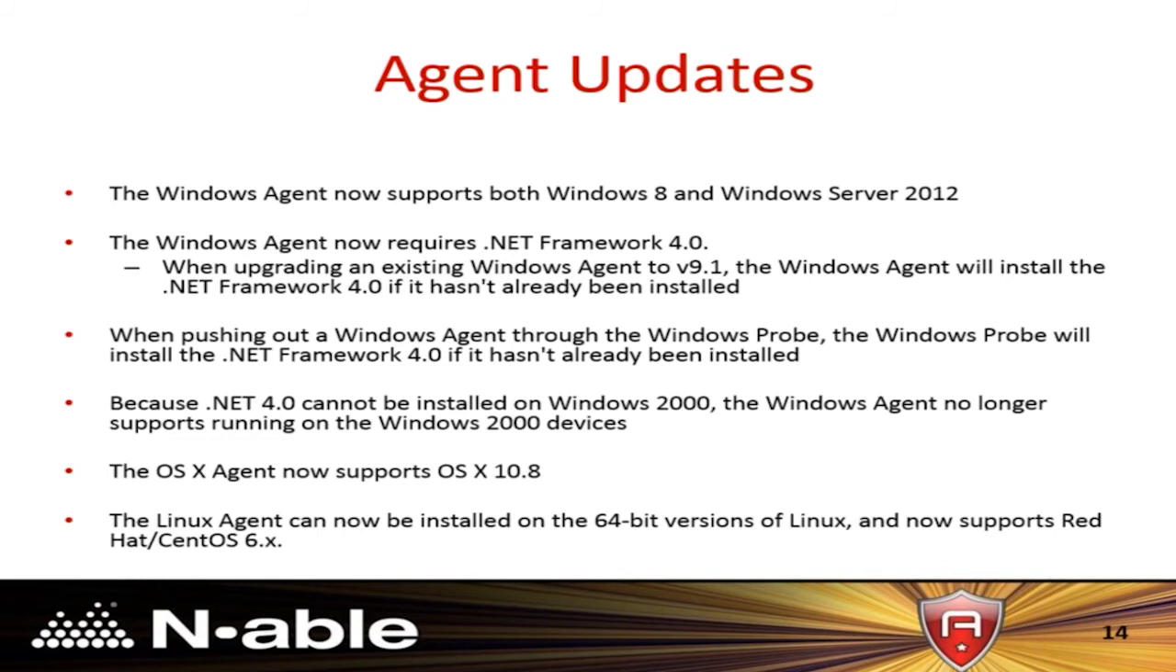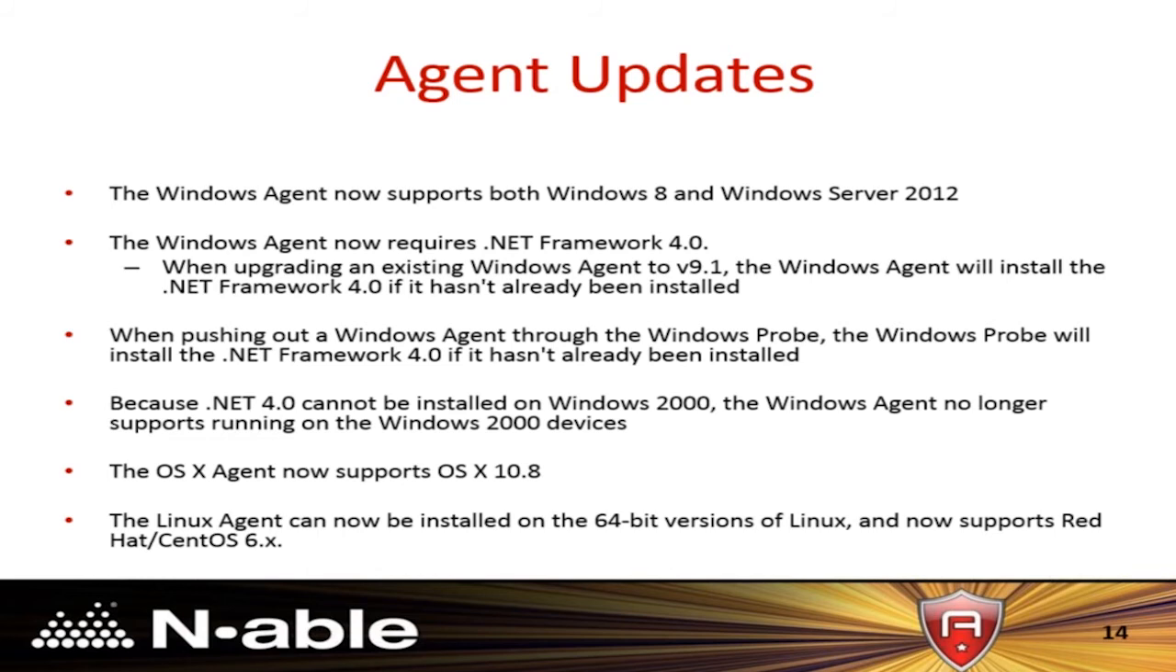What you can do, however, is install the old 9.0 agent on a Windows 2000 device, and Incentral 9.1 is smart enough that it won't tell that agent to upgrade. So you can continue to manage Windows 2000 devices using a 9.0 agent, but you just can't take advantage of the new features that are present in the 9.1 agent until you upgrade the operating system to something newer than Windows 2000.